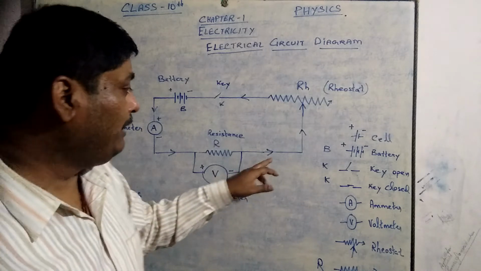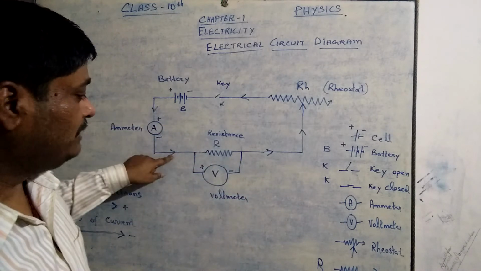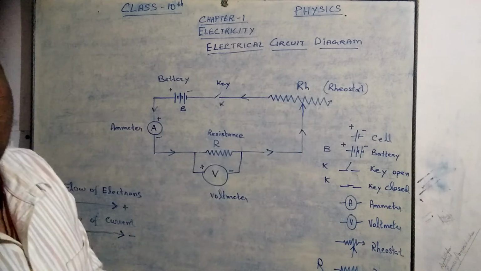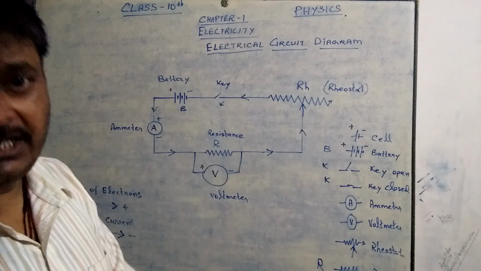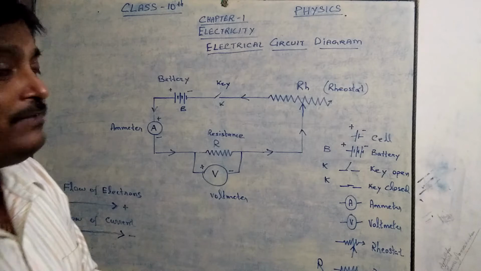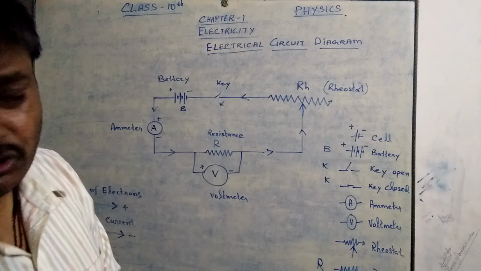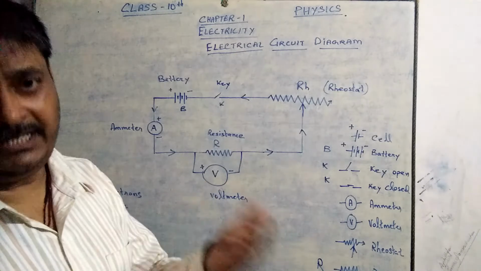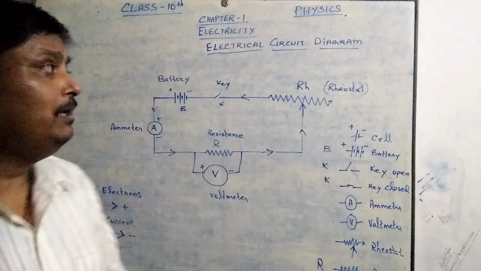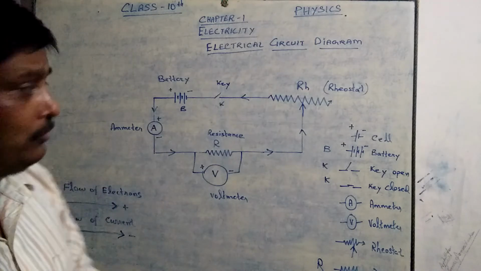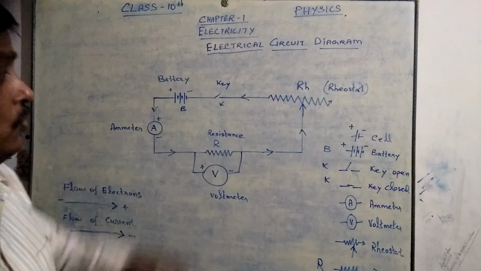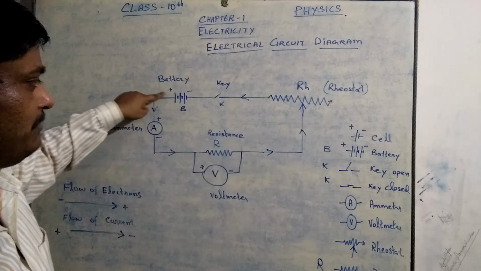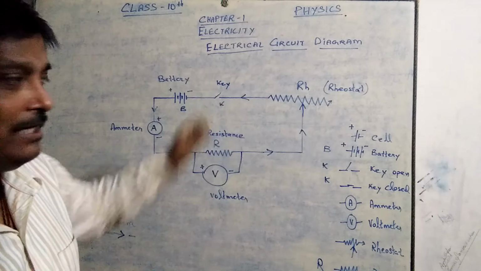Now here you can see again the arrow. This arrow shows the direction in which the current is flowing. That is very important in the figure and is to be shown. Whenever you are drawing any circuit diagram, you have to show the direction of flow of current, and current always flows through the circuit from the positive charge to the negative charge.